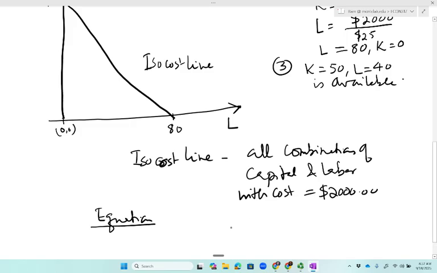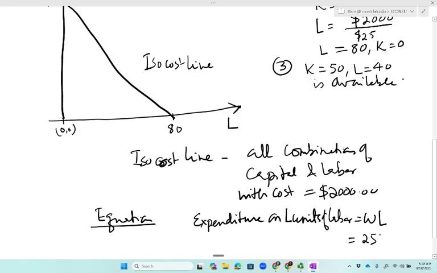For that, let's say the money spent, the firm's expenditure on labor if it hires L units of labor. So expenditure on L units of labor will be wage times the amount of labor, but we know wage is $25, so 25 times L.